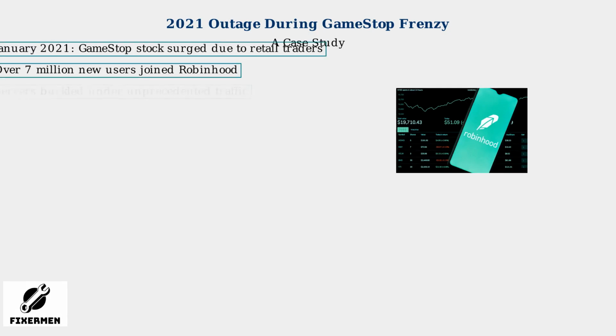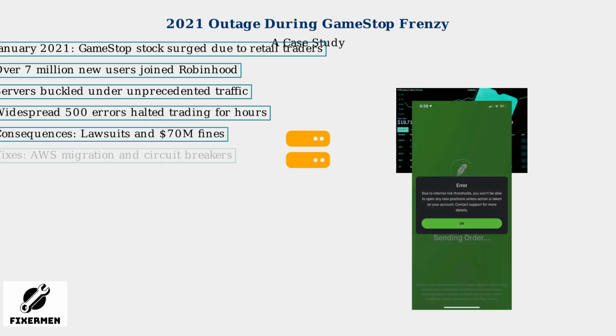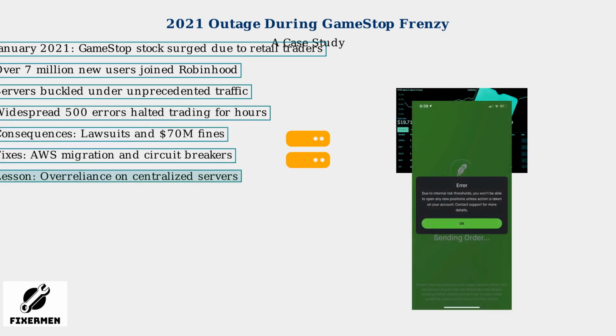The 2021 GameStop frenzy provides a stark case study of how rapid market events can overwhelm trading platforms. In January 2021, retail traders coordinated online to drive up GameStop's stock price, creating unprecedented demand on Robinhood. Over 7 million new users flooded the platform, causing servers to buckle under the traffic. This resulted in widespread HTTP 500 errors that halted trading for hours, demonstrating the risks of centralized server architecture without adequate scaling.